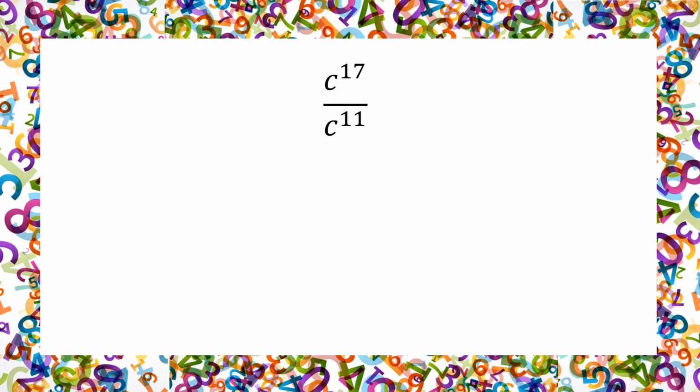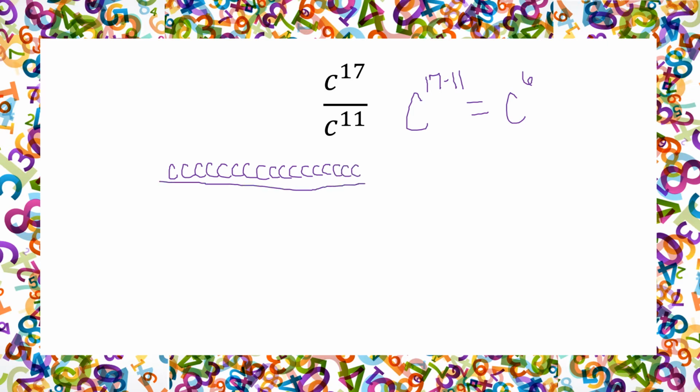c to the 17th divided by c to the 11th. Because they have the same base, you can subtract the exponents, and you get c to the 6th. You could also write it out. This gets pretty tedious though.